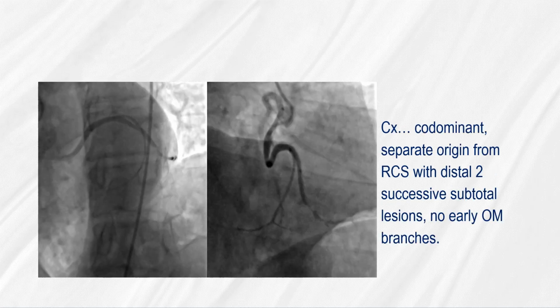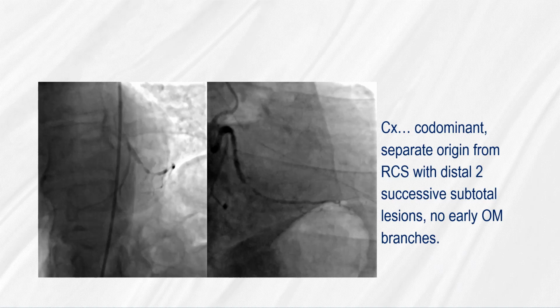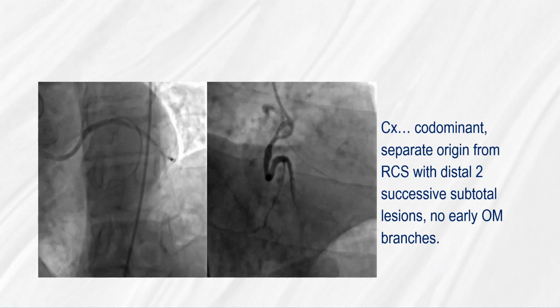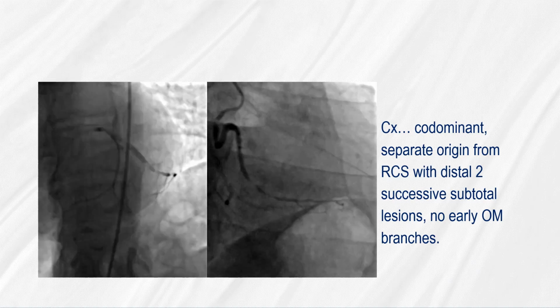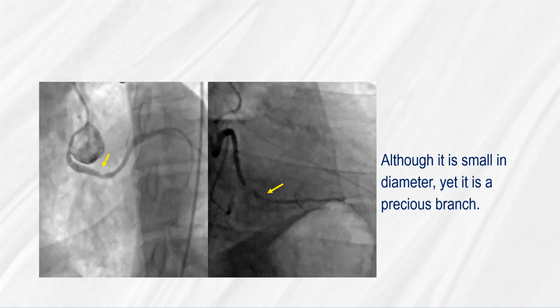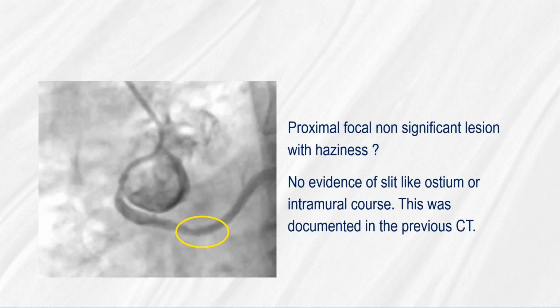CX was codominant with separate origin from the right coronary sinus, with distal 2 successive subtotal lesions with no early OM branches. Although it is small in diameter, yet it is a precious branch. Also, there is a proximal focal non-significant lesion with haziness, no evidence of slit-like ostium or intramural course. This was documented in the previous CT.